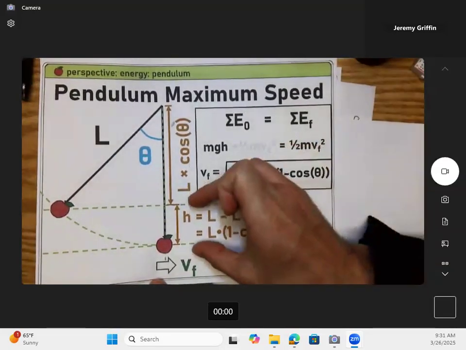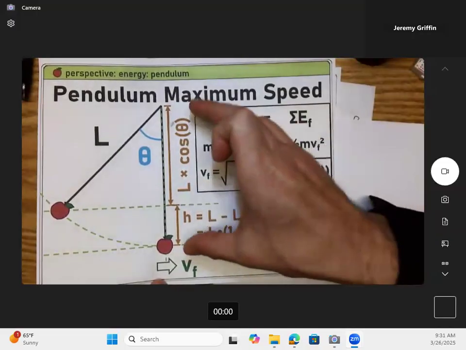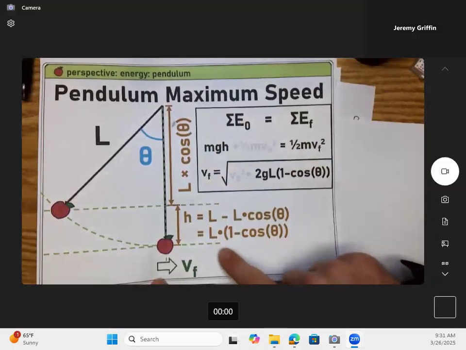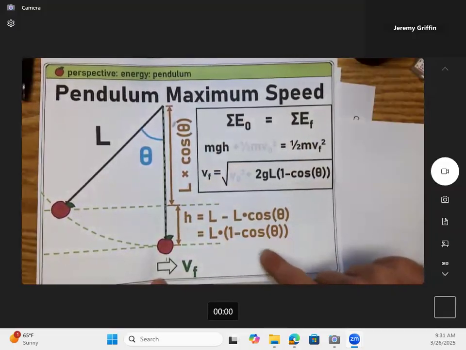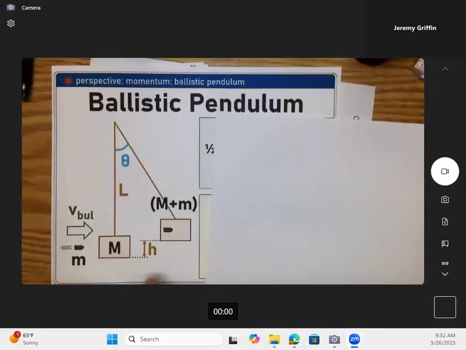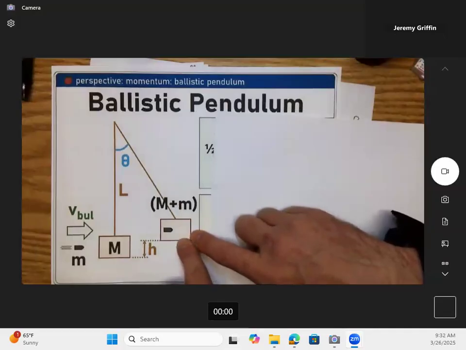So this height change is equal to the length of the string minus L cosine theta. And you can factor in L, and it looks like this: L times (1 minus cosine theta). You guys see that? So if you're given L and theta, you could calculate the height change. AP would probably give that to you. And you have to solve this backwards.